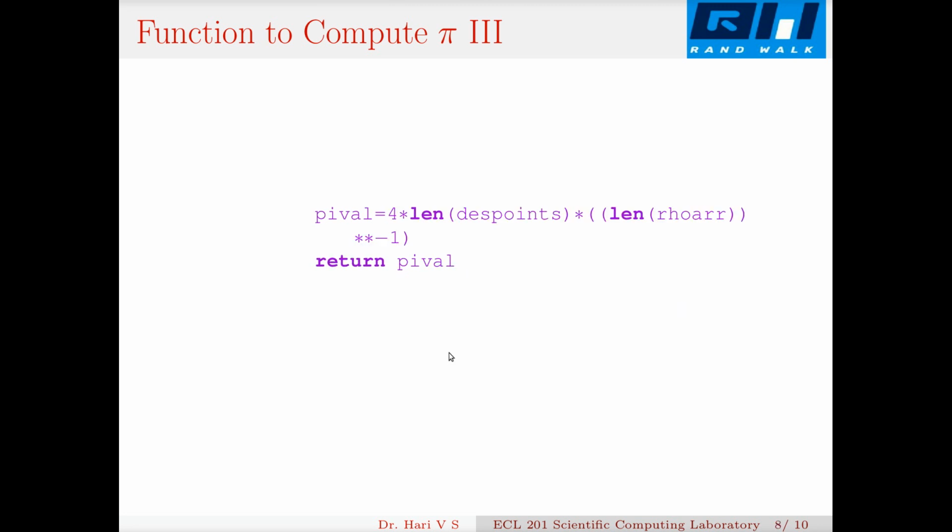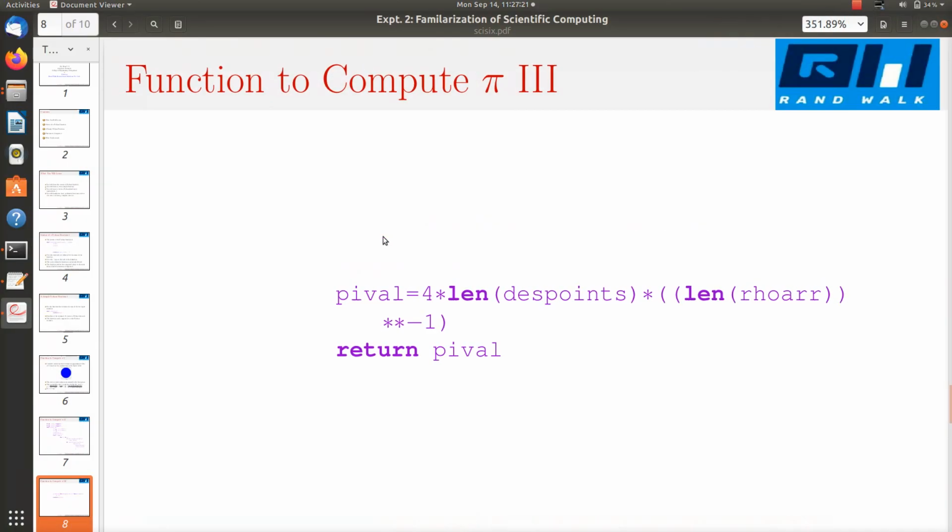So I divide len, the length of the desired points, that is the total number of points within the circle, divided by the total number of points within the rectangle. So instead of doing a division, I did an inverse operation, multiplied by 4, that returns the value of pi. So return pi val, that returns the approximation of pi.